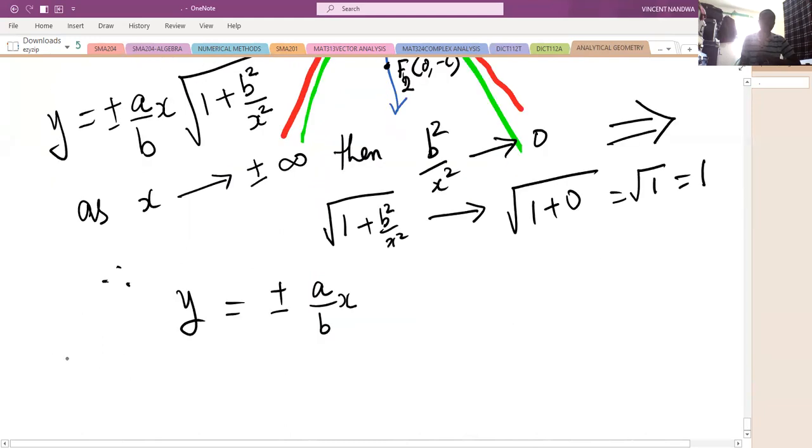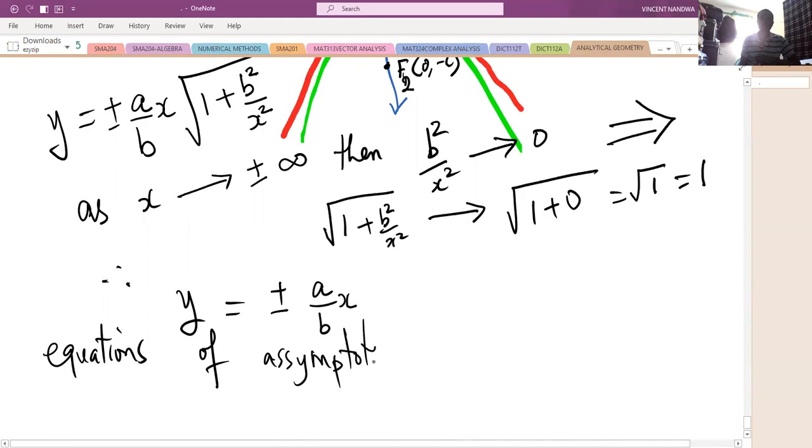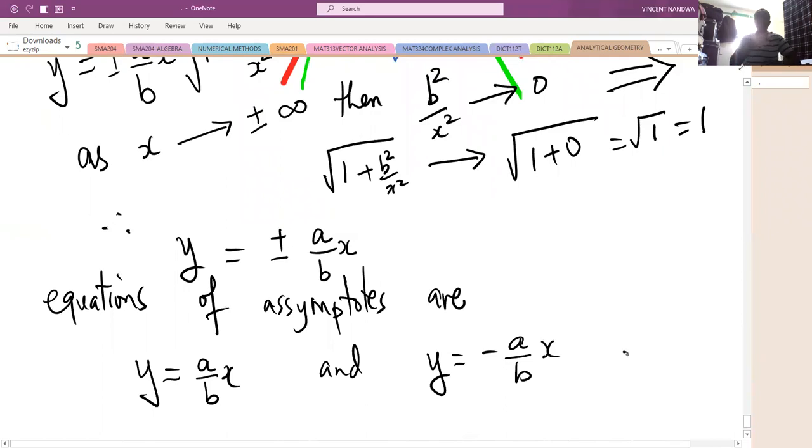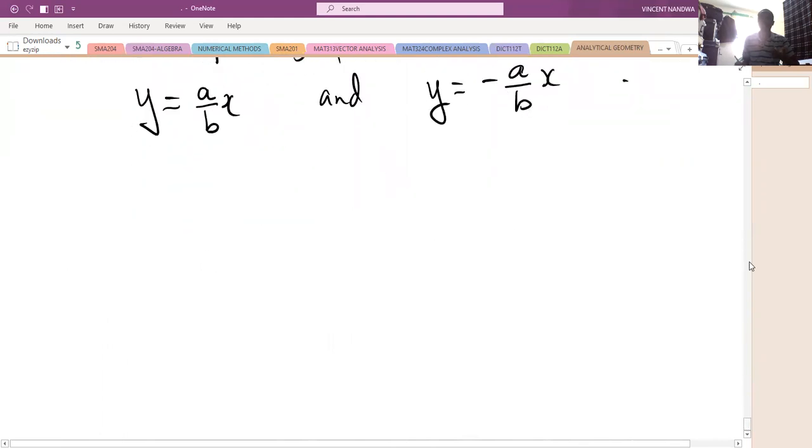So therefore, the equations of asymptotes are y equals a over b x and y equals minus a over b x. So these are the two equations. And quickly, when you shift the origin, we have the same thing. So just get C.